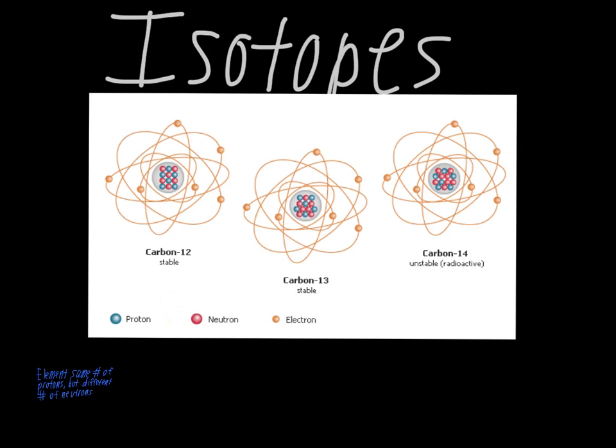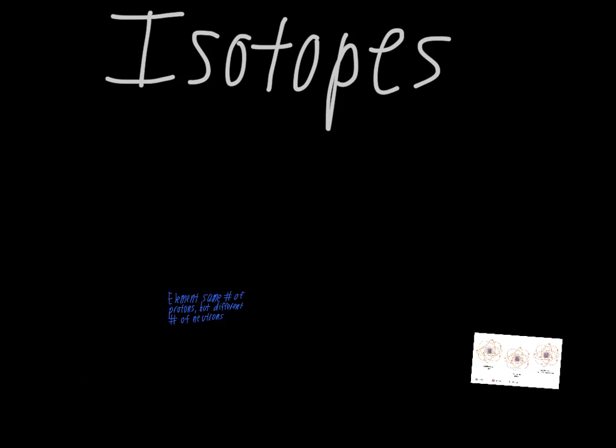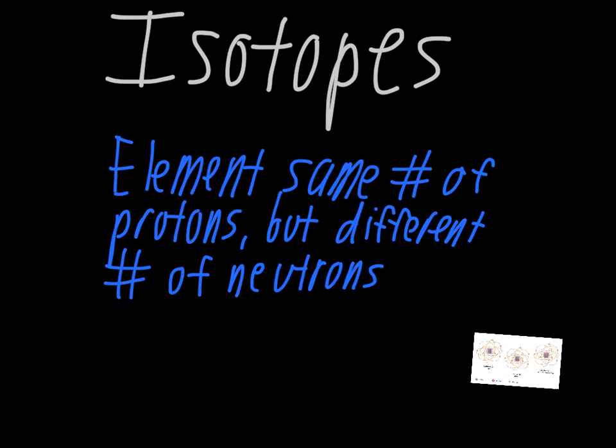The main thing that I'm concerned about you knowing is just our standard definition here. So you've got an element with the same number of protons as normal, as what we normally see on the periodic table, but a different number of neutrons.